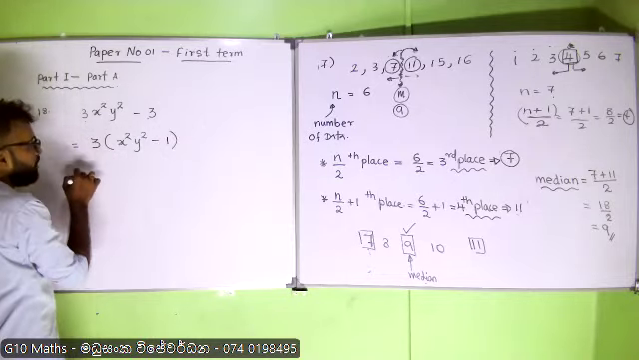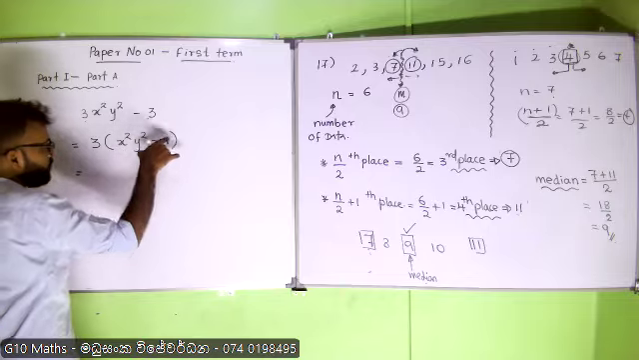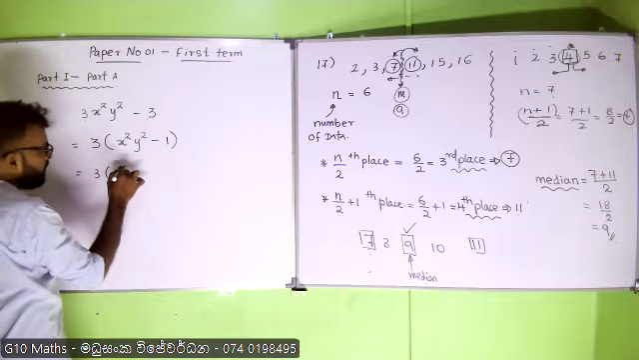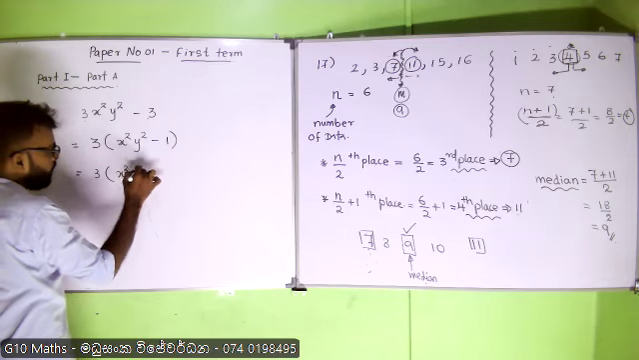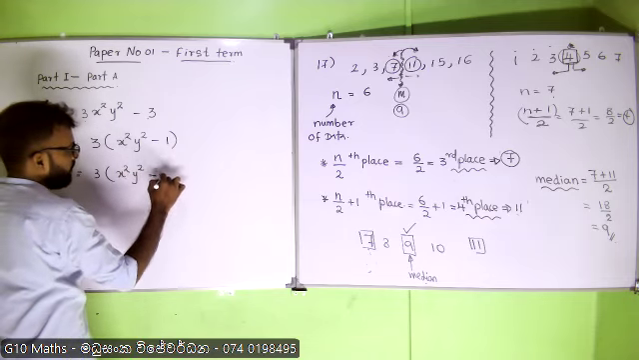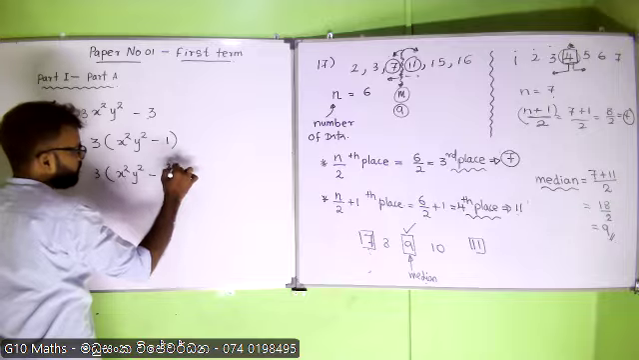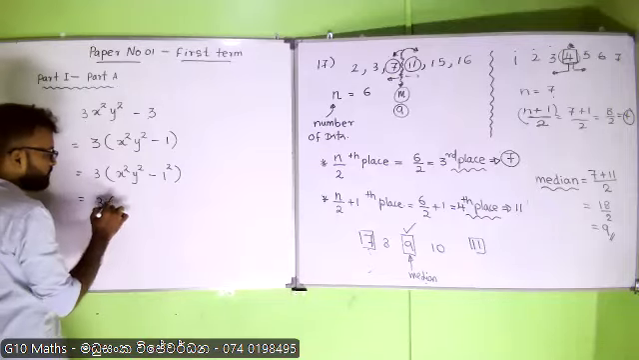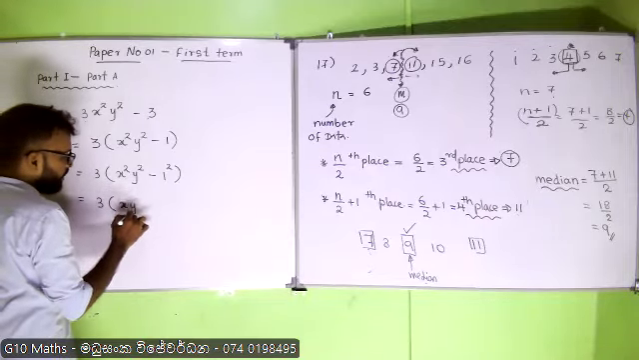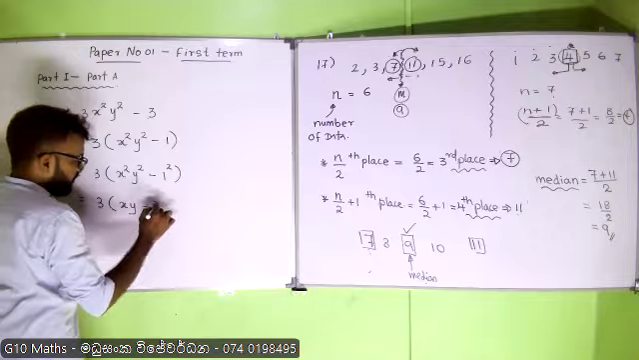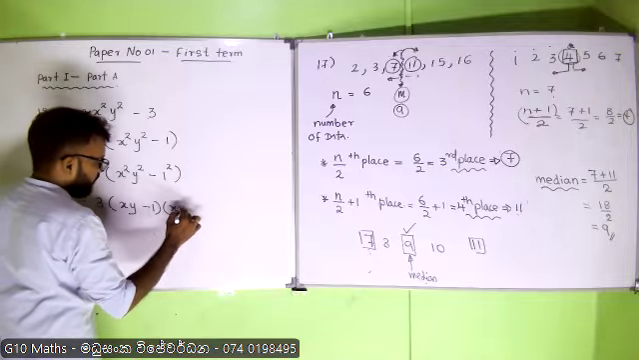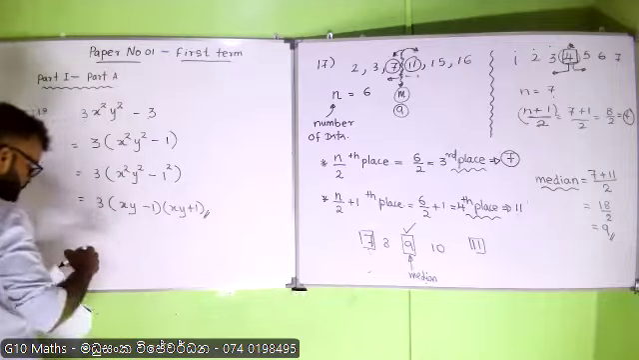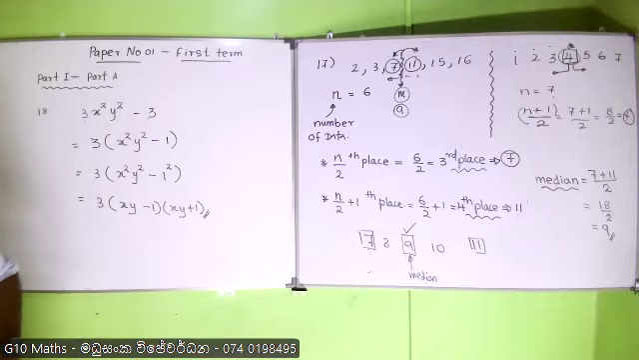So this is the difference of two squares. How are we going to write the 1? x to the power 2, y to the power 2. 1 can be written as 1 to the power 2. So you can apply the difference of two squares here: xy minus 1, xy plus 1. Done. Right?